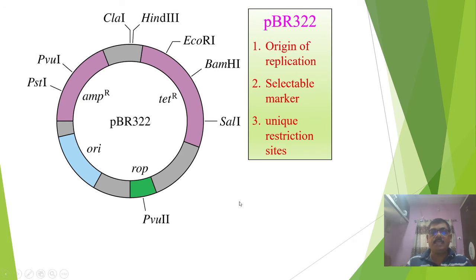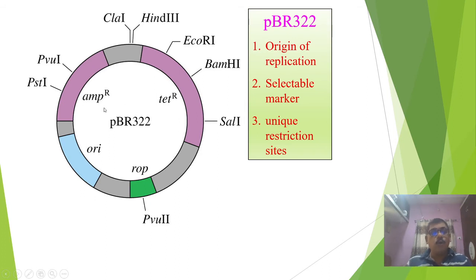This is the genetic map of pBR322. This is the origin of replication. This is the ampicillin resistant site. This is the tetracycline resistant site. This is the ROP gene which regulates the copy number, and these all are the restriction endonuclease sites: PvuI, PstI, then PvuII, then ClaI, HindIII, then EcoRI, BamHI, SalI. It means it has 8 sites for restriction endonucleases.